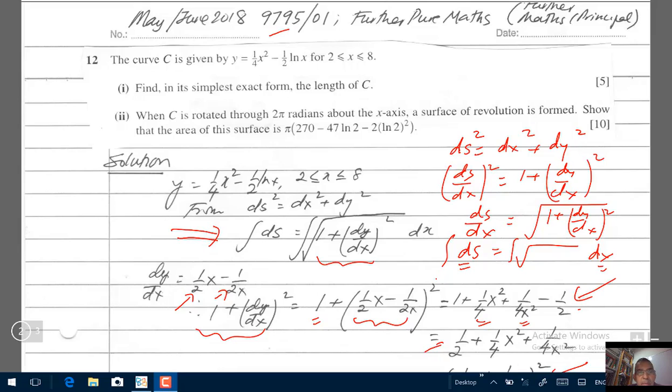In this video, we are going to look at part 2 of the problem that we started in a previous video. You can see the question here. The curve is y equals 1 over 4 x squared minus half log x, for values of x between 2 and 8. And we are told that this curve is rotated through 2 pi radians about the x-axis. That's important. The surface of revolution is formed, and you're asked to show that the area of this surface is given by this expression here.